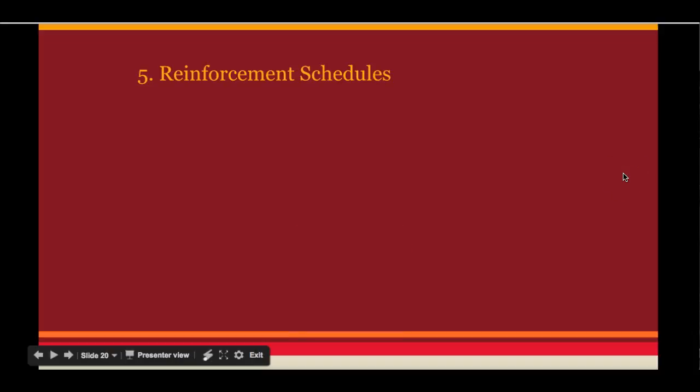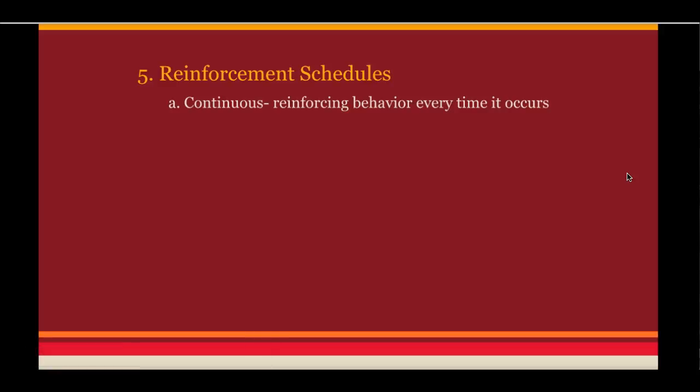All right, this video is finishing up operant conditioning with reinforcement schedules. Reinforcement schedules are all about when and how often I have to reinforce a particular behavior. Do I have to reinforce it all the time? For example, continuous reinforcement is where you get reinforcement every single time you do a specific behavior.